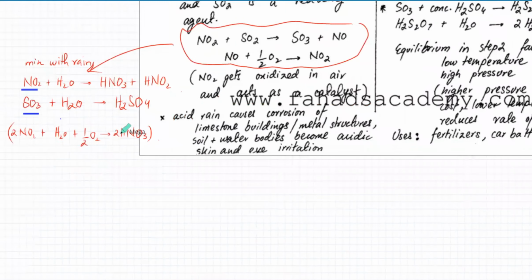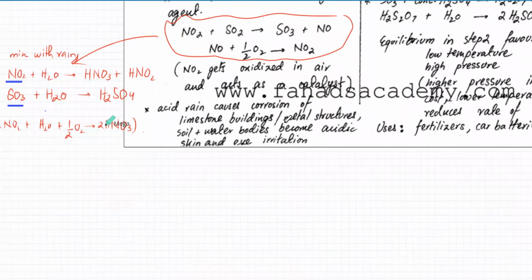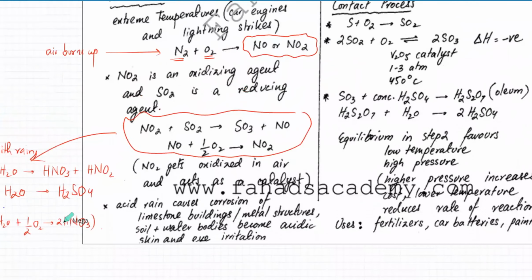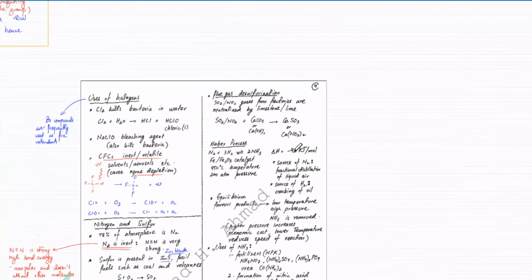And what does acid rain do? Acid rain causes corrosion of limestone buildings and metal structures, the soil and water bodies become acidic, and it causes skin and eye irritation. So all of this is happening because of acid rain.